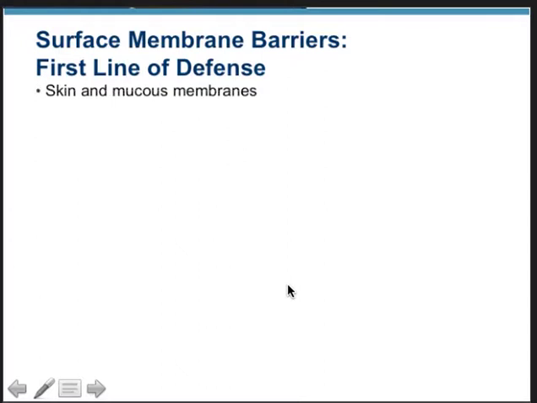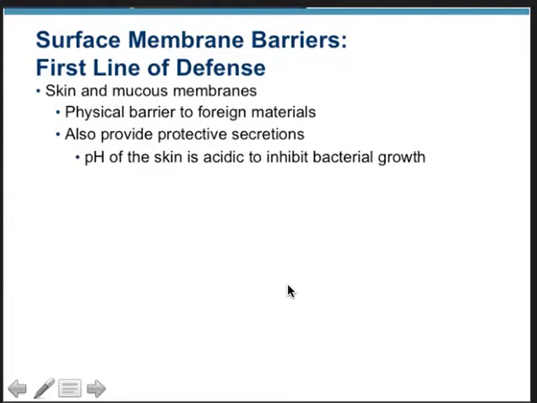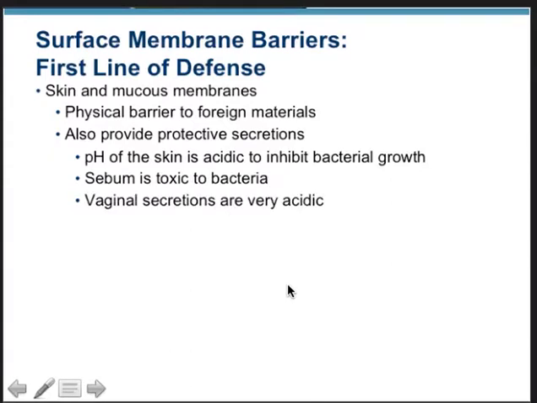So let's talk about our skin and mucous membranes, our first line of defense. This is a physical barrier to foreign materials, and it also generates protective secretions. The pH of the skin is acidic, and this inhibits bacterial growth. The sebum is toxic to bacteria, and vaginal secretions are extremely acidic and prevent the movement of bacteria through the urinary tract. Also, we should point out that urine itself is a sterile solution that flushes the urinary tract of pathogens that are trying to gain access. So the more urination, the cleaner you keep the tract.